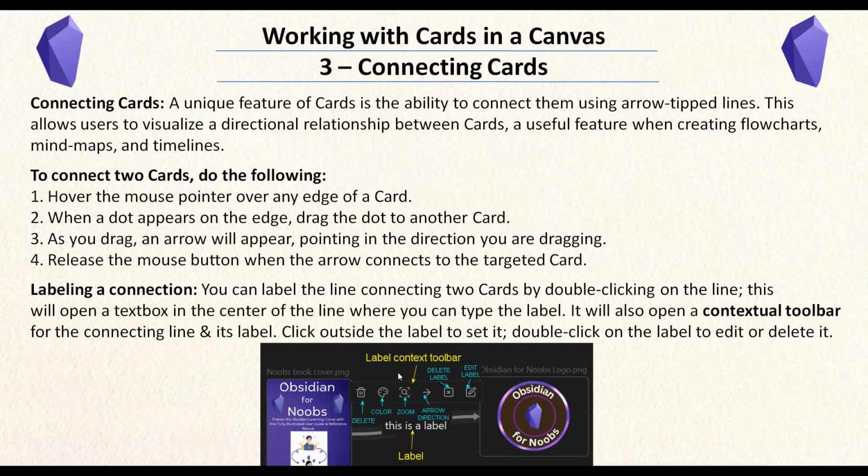Let's go through that label contextual toolbar. The first one, the trash can, lets you delete the connecting line. The color icon lets you set the color of both the connecting line and its label. The arrow direction icon lets you choose among 3 directional options for the connecting line. You can select a non-directional option, which means no arrowheads, a unidirectional option, which is 1 arrowhead, and that arrowhead is pointing in the direction it was when you created the line. Or you can select a bidirectional arrow, which is 2 arrowheads.